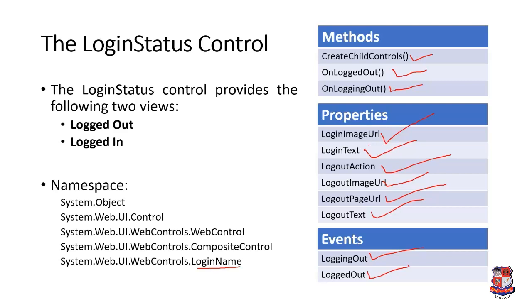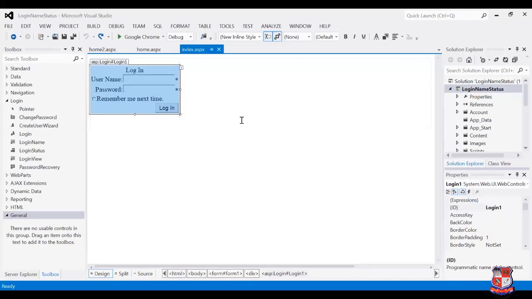In case you want to personalize the website by displaying the username on the web page, you can use the login name control. You can also display the login status to the user by using the login status control. Now we are going to see an example of the login name control and login status control using Visual Studio. Okay, so I add a web application with the name login name status.